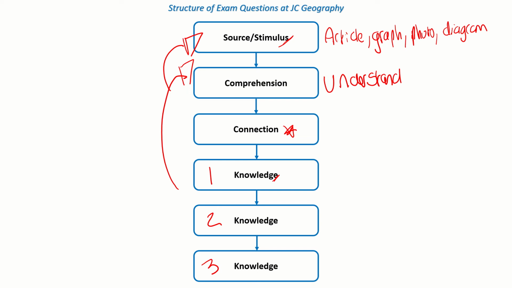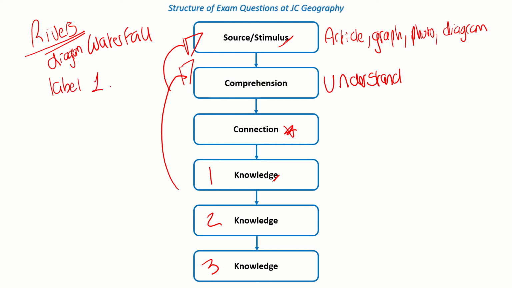For example, let's take an exam-style question that we might look at here, like rivers. Our topic's rivers. The source or stimulus that we're given might be a diagram of a waterfall. And then the comprehension-based question might be to correctly label one part of the waterfall. The connection-based question there might be to name one process of erosion.